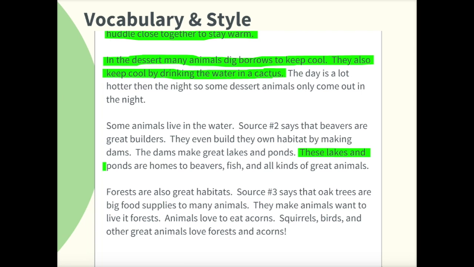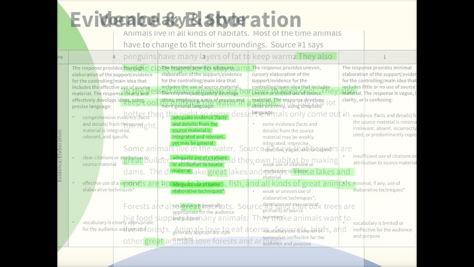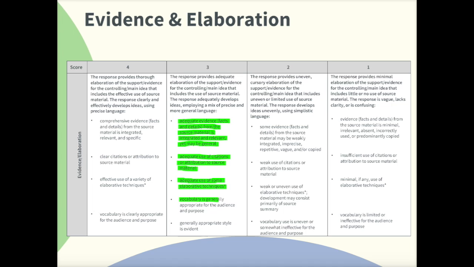For example, "These lakes and ponds are homes to beavers, fish, and all kinds of great animals." In paragraphs 3 and 4, there is a reliance on the word "great," which is repeated a number of times. But overall, the style and vocabulary are adequate. So, moving back to the rubric, I've highlighted the Level 3 indicator for generally appropriate vocabulary and style for audience and purpose. Overall, the evidence we collected warrants a score of 3 for this dimension.